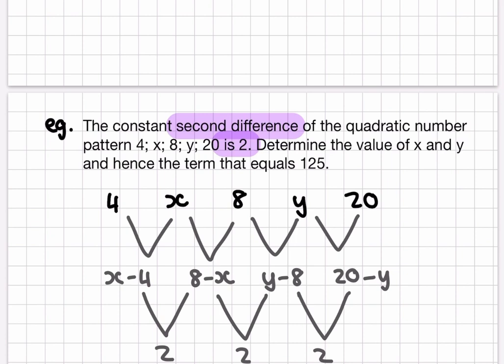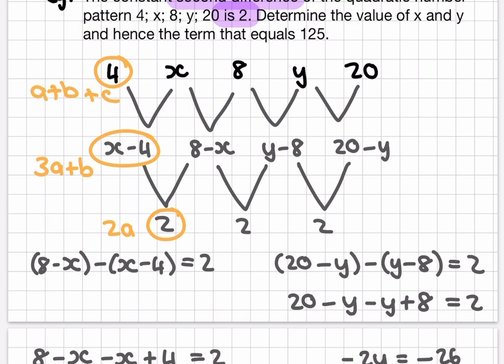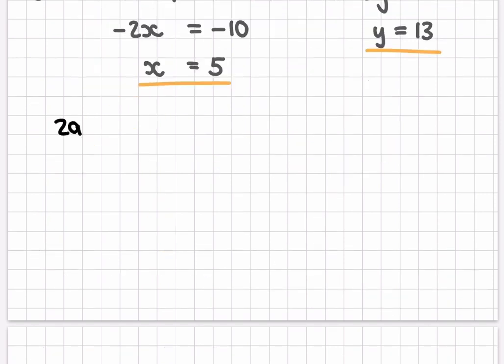Determine the term that equals 125. We need to actually calculate the formula for the general term first. So we know that this is equal to 2a, and we know that this is equal to 3a plus b, and we know that this is equal to a plus b plus c. So we can start by saying 2a is equal to the second difference, which is 2. Divide by 2 on both sides, a is equal to 1.